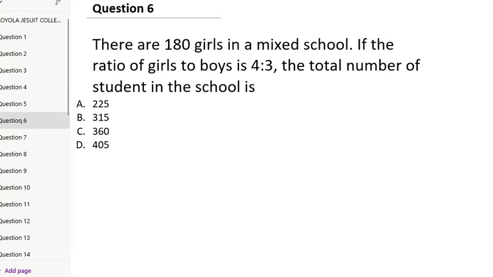Question 6. There are 180 girls in a mixed school. If the ratio of girls to boys is 4:3, the total number of students in the school is. When solving ratio, it's good to always solve for the sum of ratio. Sum of ratio, which is 4:3, 4 plus 3 will give me 7. So let this 7 represent the total number of students in the school, which was not given. That's what we are looking for. So let it be X.